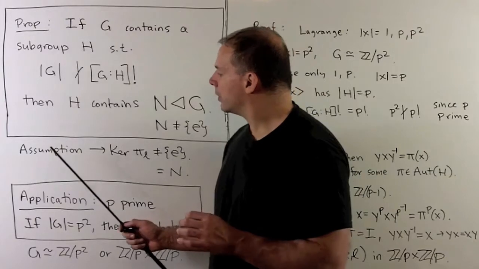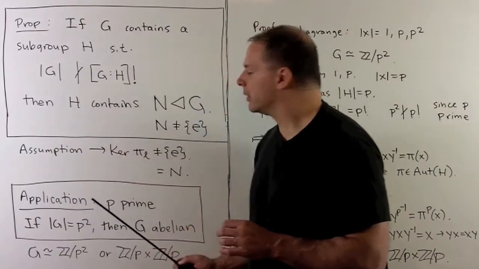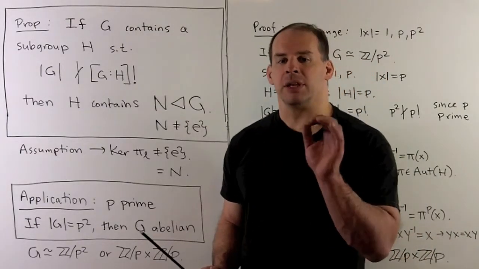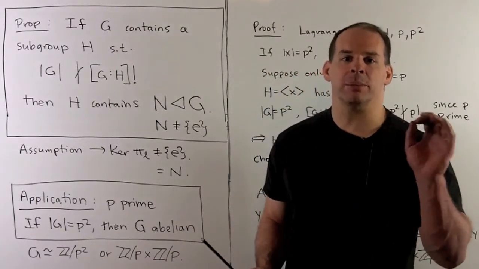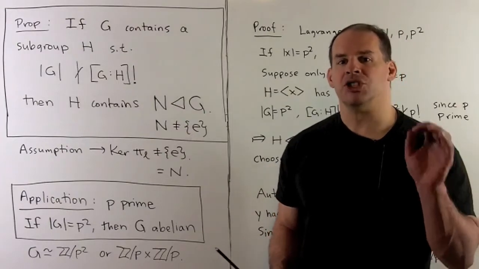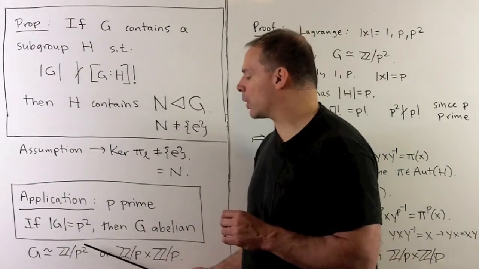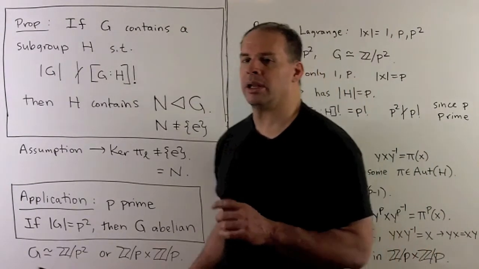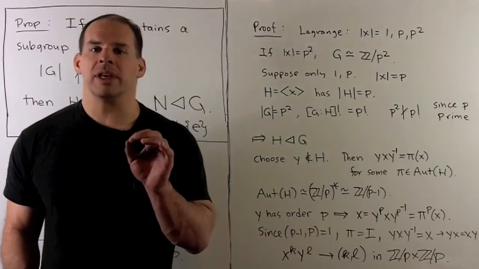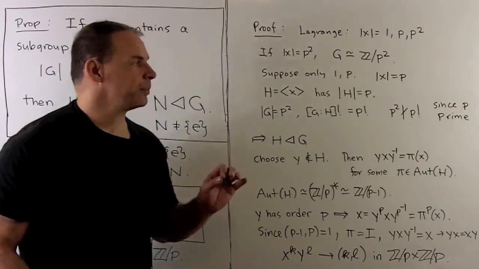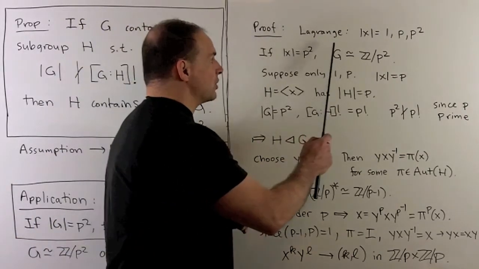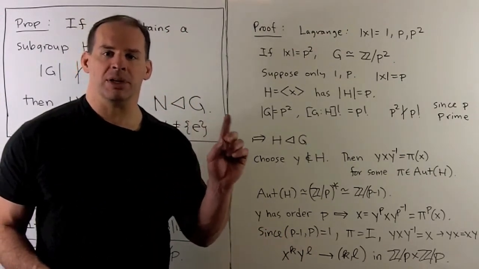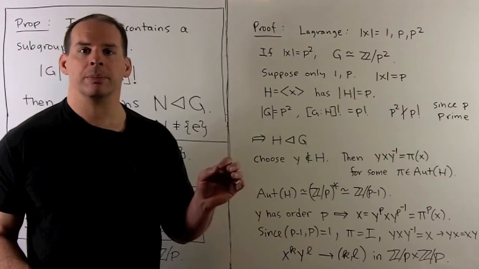Now, an application of this: if P is prime and the order of G is equal to P squared, then G is an abelian group. And in turn, G is isomorphic to either Z mod P squared or Z mod P cross Z mod P. Now, we'll see a nicer proof of this later on, but here goes. By Lagrange's theorem, the order of elements in our group are either 1, P, or P squared. They have to divide the order of the group.